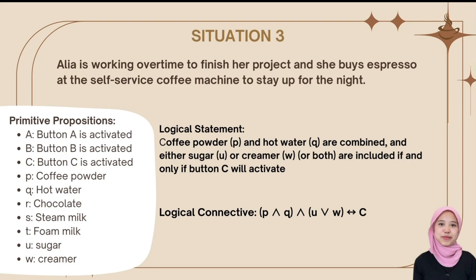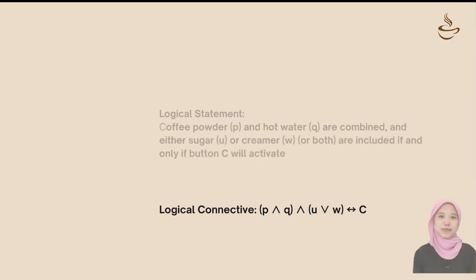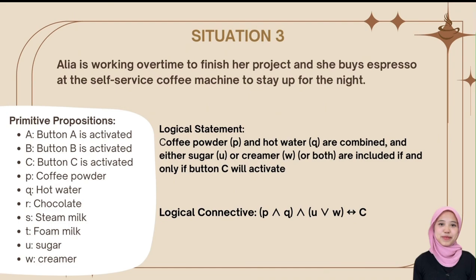For further explanation, to make an espresso, the machine requires coffee powder and hot water as the base, and at least one of the additional sweeteners, sugar or creamer, is necessary. And the process depends entirely on whether button C is activated. So this logical structure ensures the coffee machine functions properly and consistently based on user input.